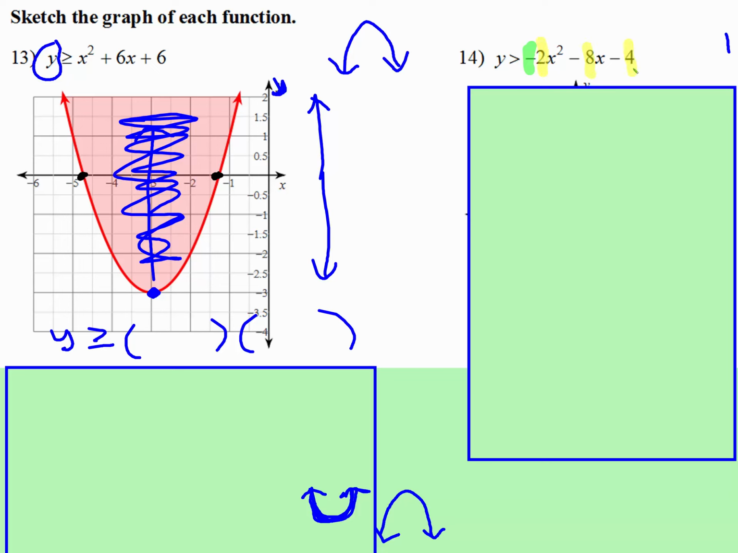The other thing that I want you to notice is all of these share a factor of 2. So we're going to set y equal to 0, and then divide every term by 2. So we're going to divide all the parts by 2, and now you have 0 is greater than negative x squared minus 4x minus 2. So it kept its negative sign. We know that it's still turned upside down.